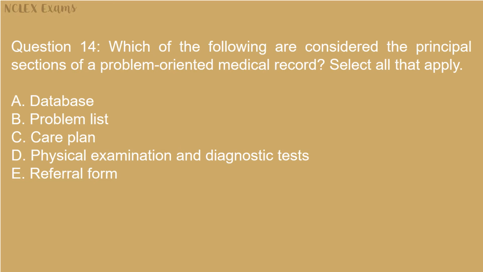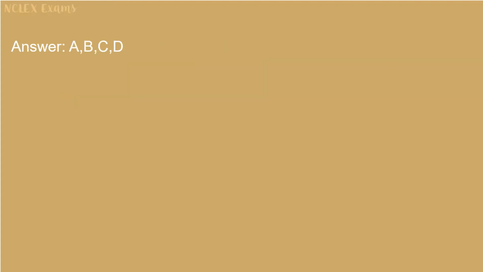Question 14. Which of the following are considered the principal sections of a problem-oriented medical record? Select all that apply. A. Database. B. Problem list. C. Care plan. D. Physical examination and diagnostic tests. E. Referral form. Answer: A, B, C, D.